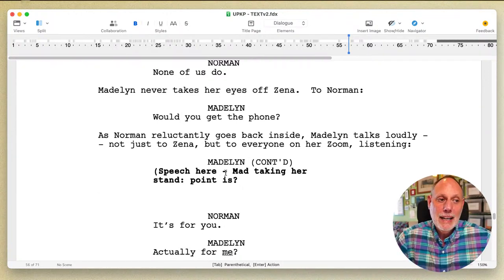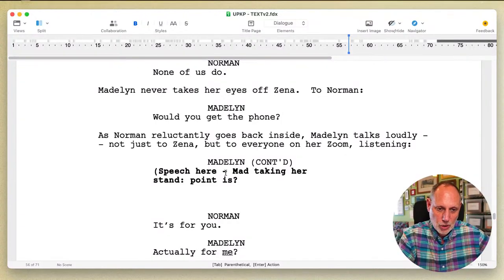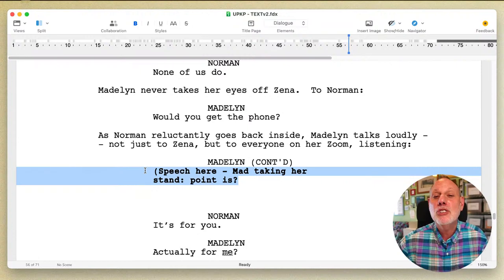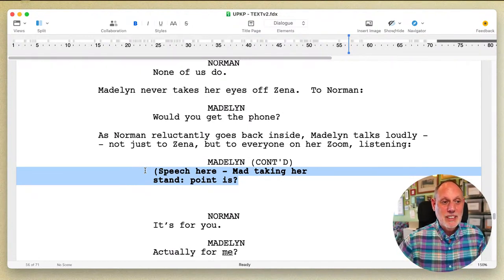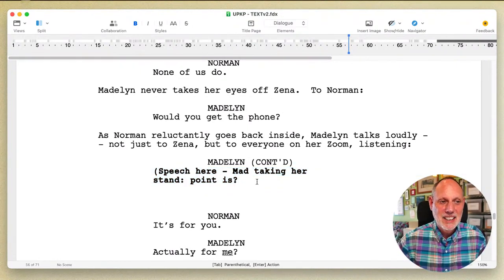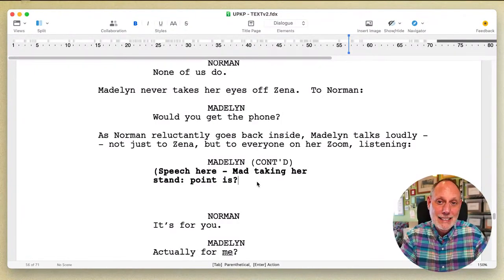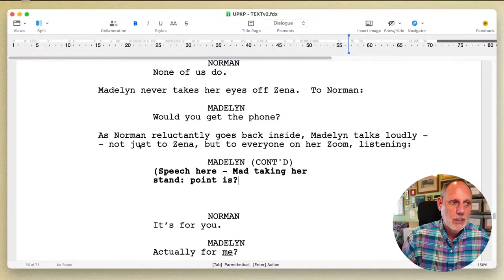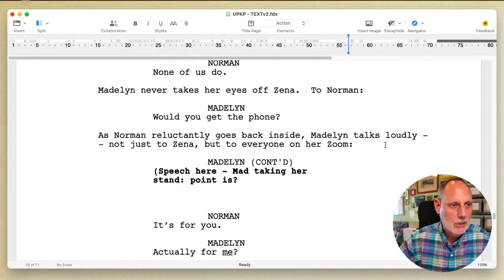So now when I come back to this, I'm going to have to work through what this is, but this is my first draft. My first draft is as bad as that. It is simply a placeholder of this is what has to happen here. I don't know how it's going to happen yet. But I know she's going to be taking a stand with the Zoom. Okay, she's not listening.